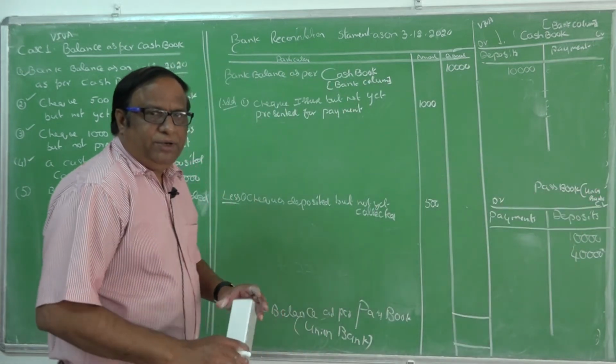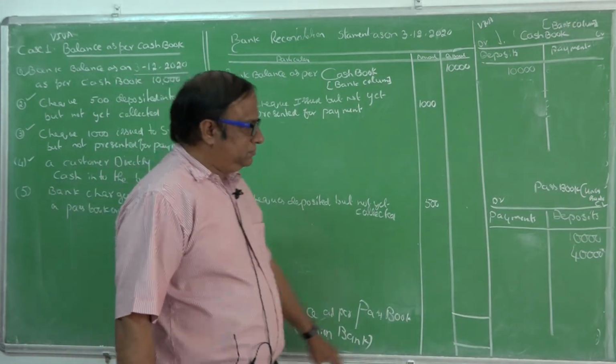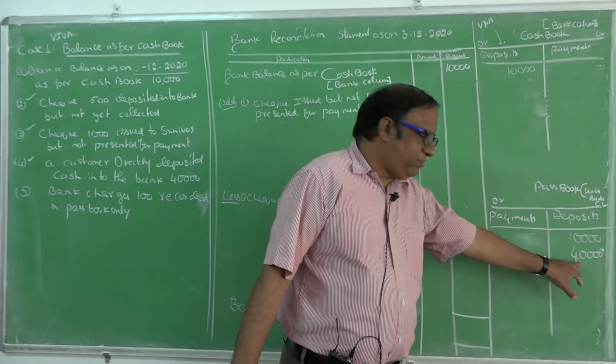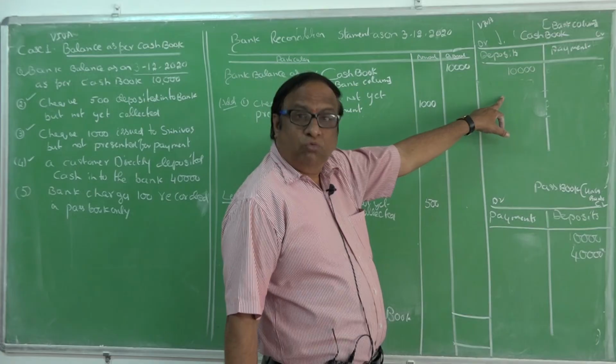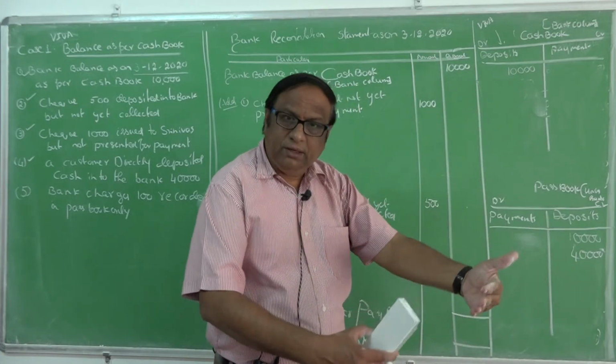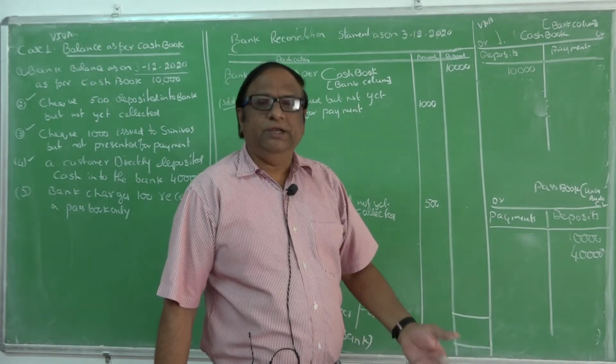Then online payment, you have regularly done online payment. So 40,000 directly deposited into the bank, but it is not recorded in the cash book. Why is it not recorded? Now I am verifying. Now I am going to write it down. Then you can ask a question.